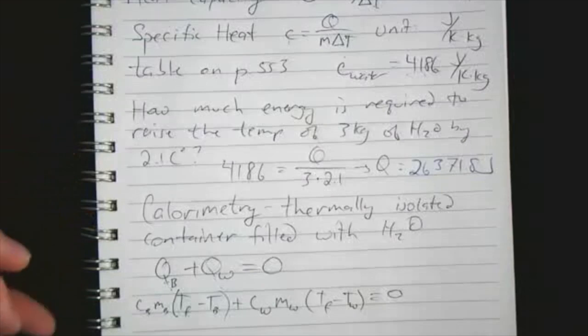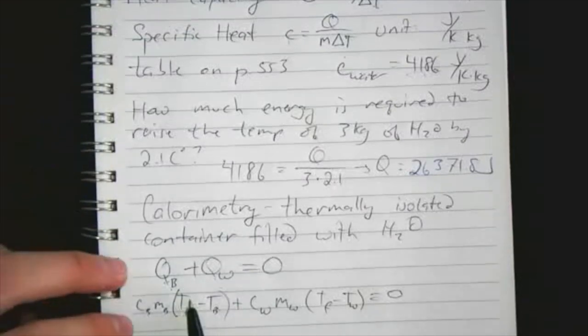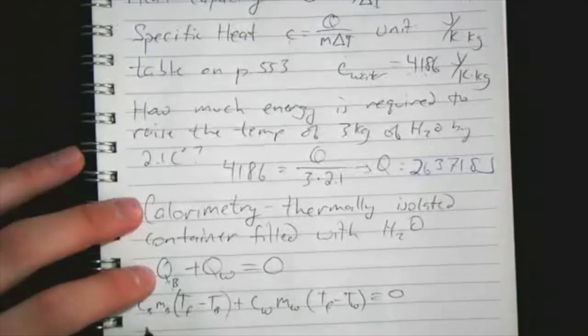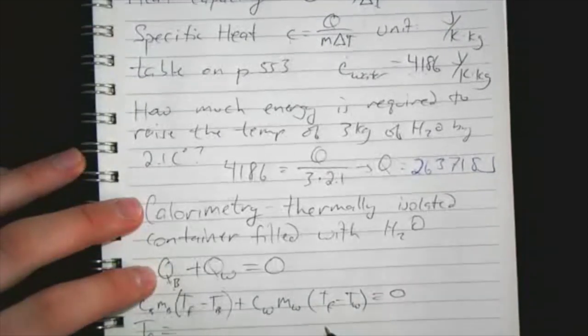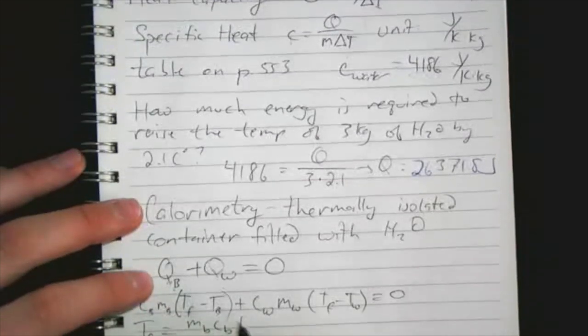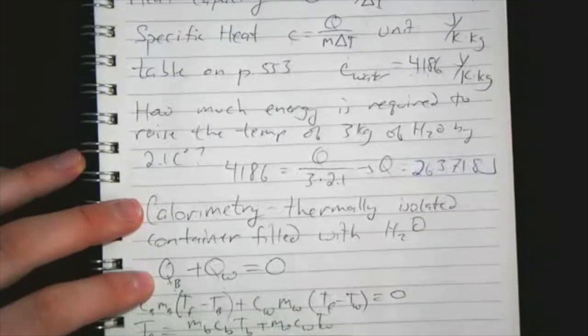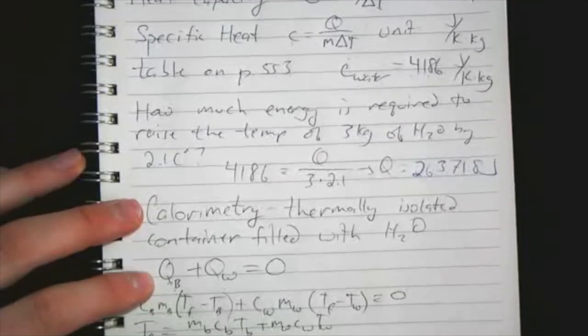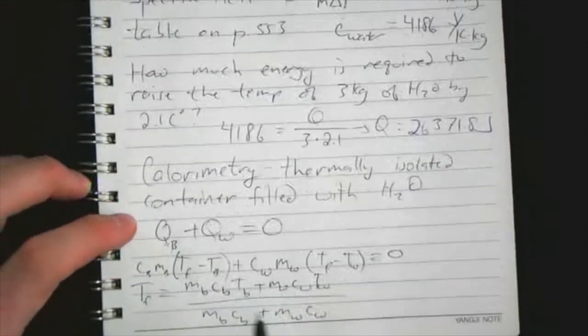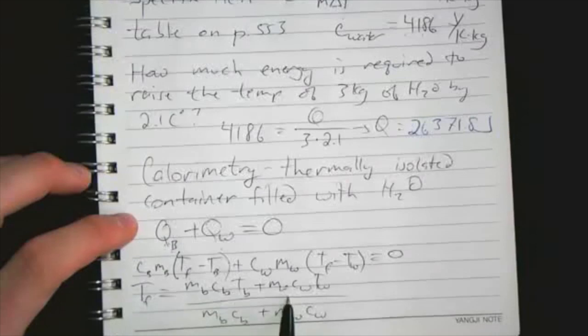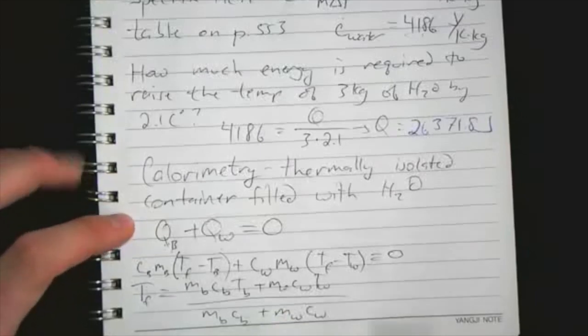Oftentimes, you want to solve for the final temperature. If you want to solve for the final temperature, you do some algebra, and it comes out to look like this beautiful equation. And by beautiful, I mean obnoxiously long. C block times mass of block plus mass of water, C of water. This might look familiar because it's kind of the same format as our velocity of center of mass equation, and also pretty similar to our location of the center of mass equation.